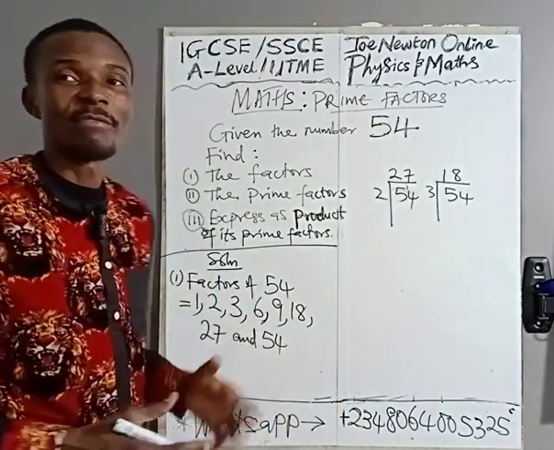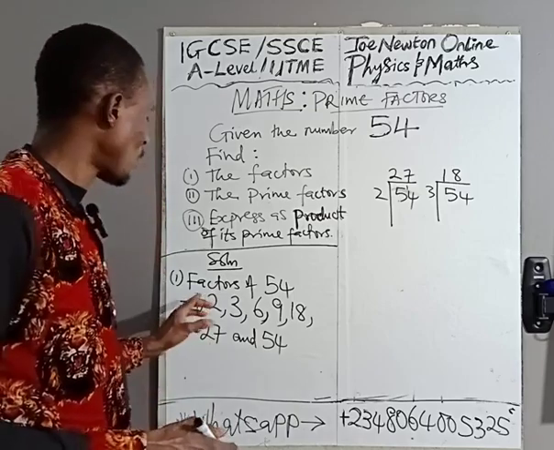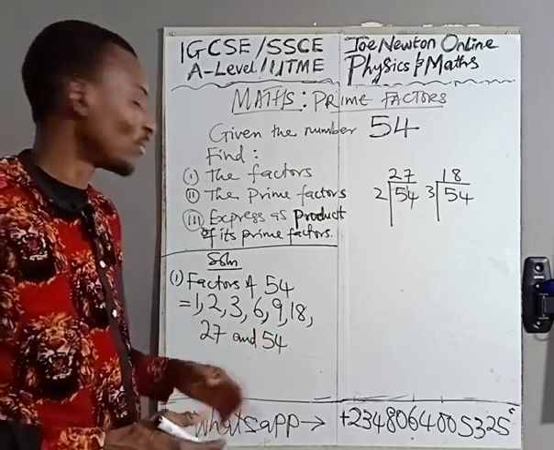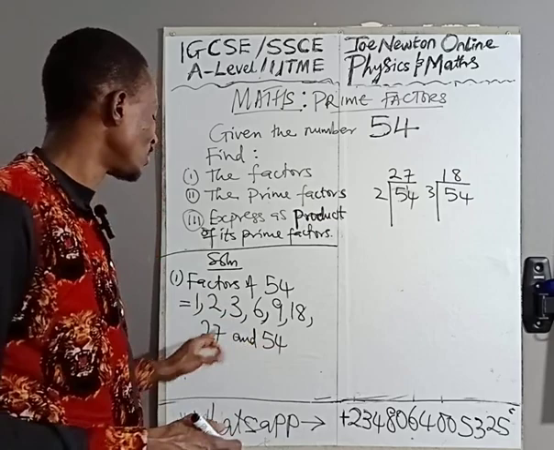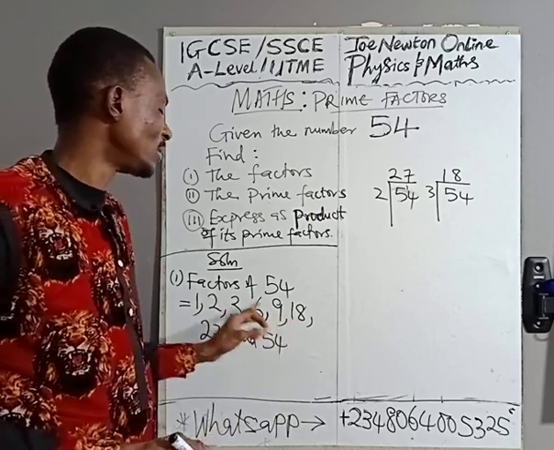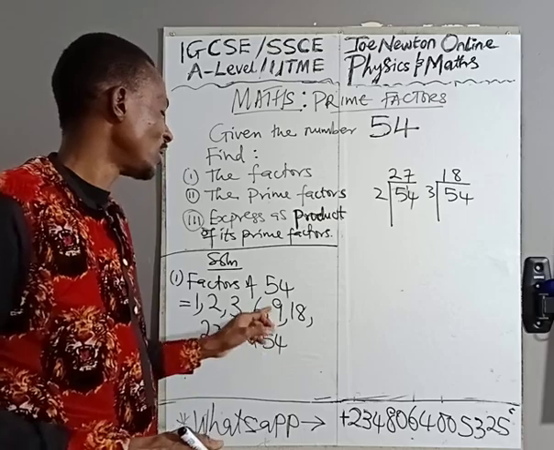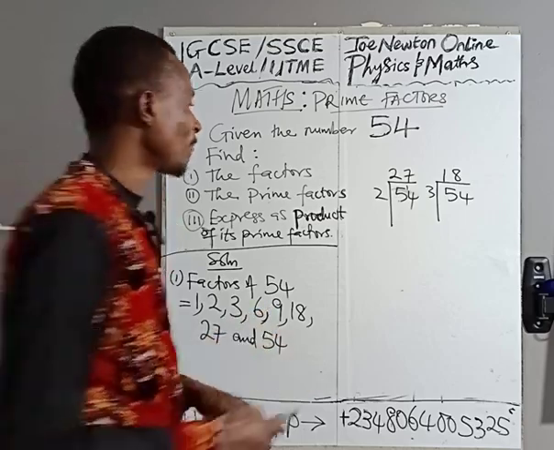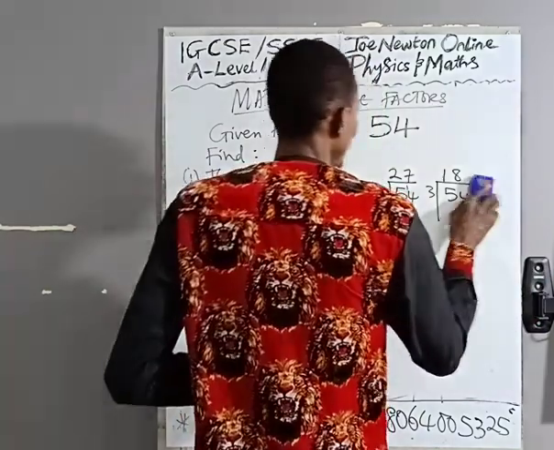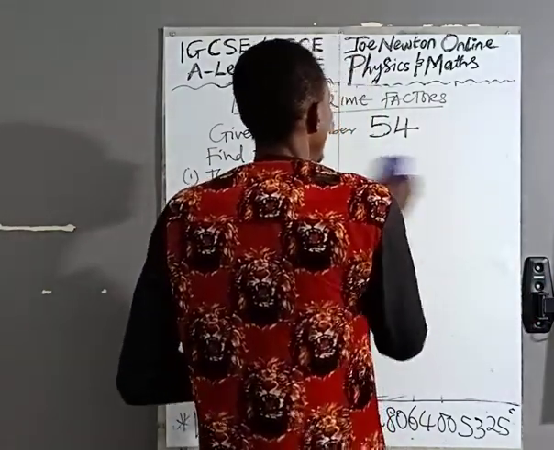If you check this to verify or confirm your work, 1 divides 54, you get 54. 2 divides 54, you get 27. 3 divides 54, you get 18. 6 divides 54, you get 9. So that is complete. So we now go to the second question.